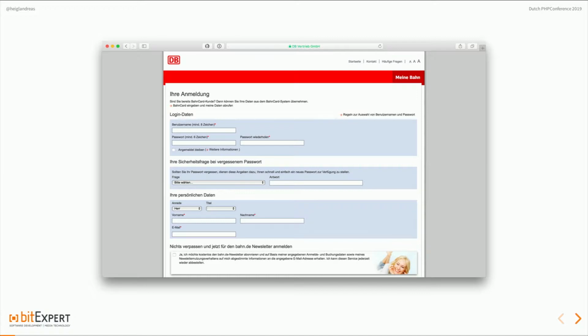Who of you has seen registration forms like that? Yes. Have you enjoyed these forms? Oh yeah, one person actually enjoyed it. Awesome, very good.